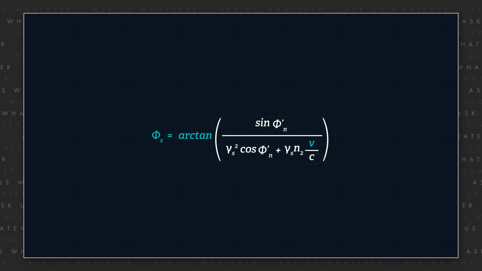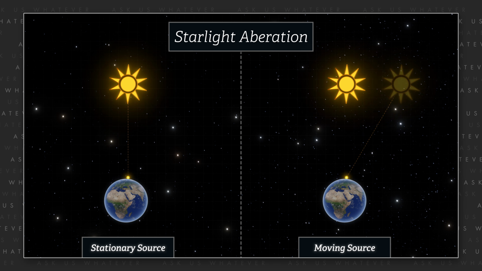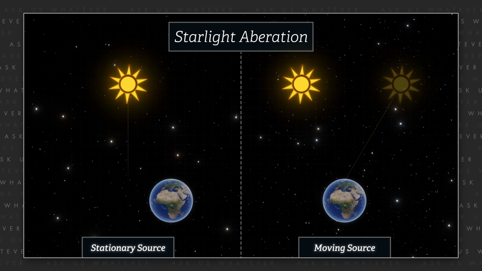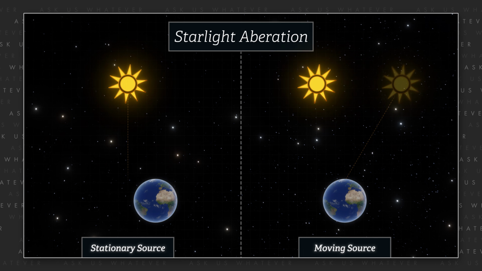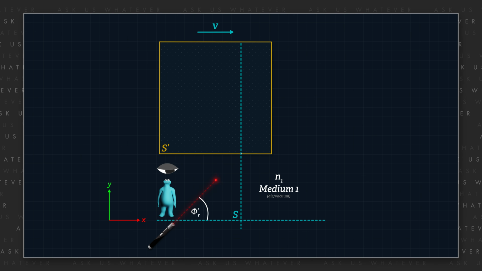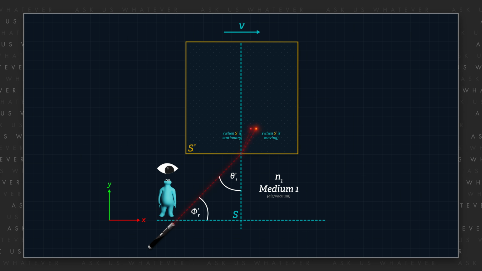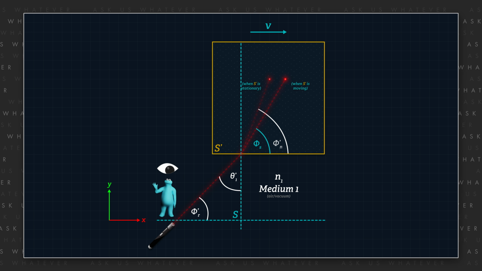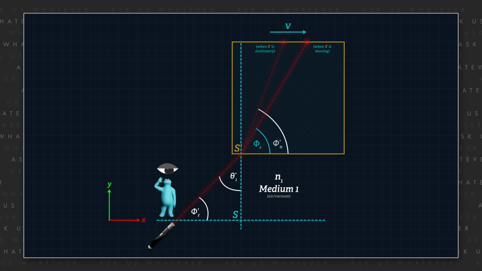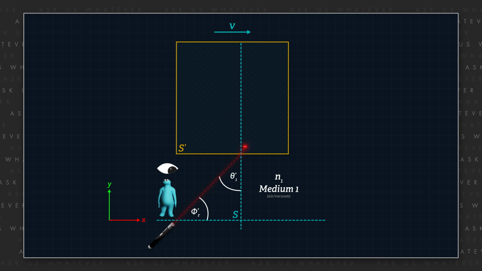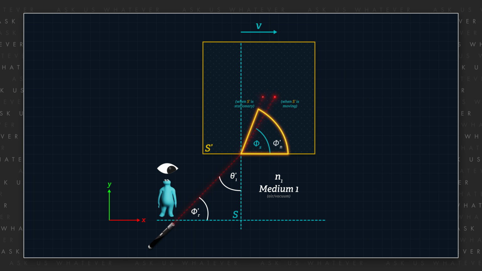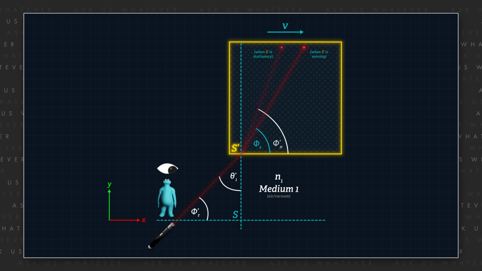Believe it or not, this is an aberration angle. You may have heard about the aberration of starlight. It's often explained with a stationary star and a moving Earth. We will get into that in another episode, but here we have a moving emitter, the molecules of the refractive medium, and a stationary observer in frame S. The angle phi sub s is the stationary frame aberration angle when light is emitted by a moving source at the complement of the Snell angle in frame S prime.